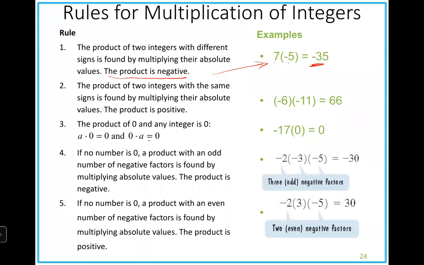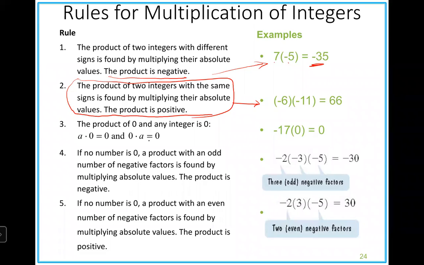Now look at rule 2. I think this is the rule that Miss Pratt was referring to, but that rule applies to multiplication. The product of two integers with the same sign is found by multiplying their absolute values. The product is positive. Miss Pratt, you see that? Yeah. So that only applies when we are multiplying.